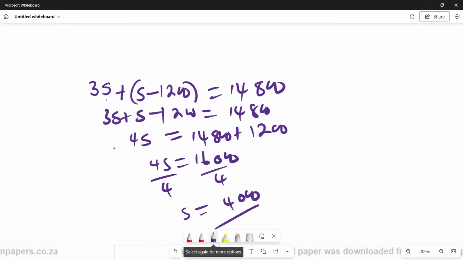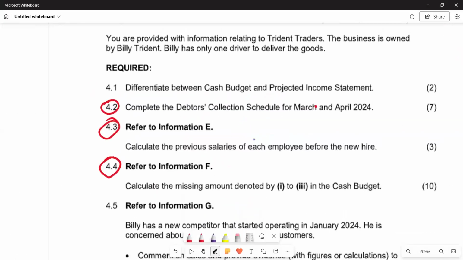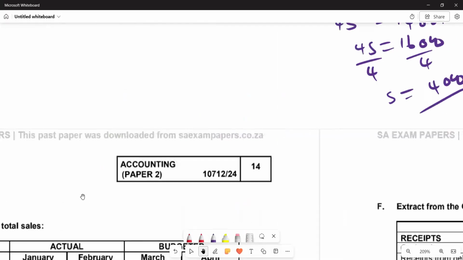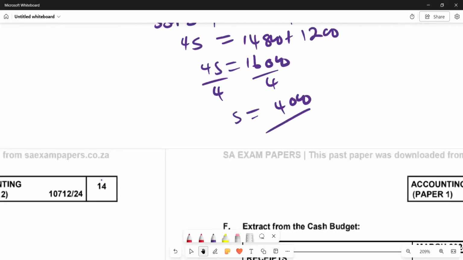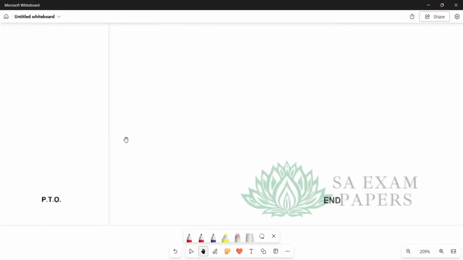So we go back again to our question to see specifically what the question is requiring. If we go to the question part, you see that it's saying calculate the previous salaries for each employee before the new hire. So for each employee, this is the figure that we got there. For each employee, it was 4,000 before. So we are just going to put our 4,000. So we can now go to our answer section.